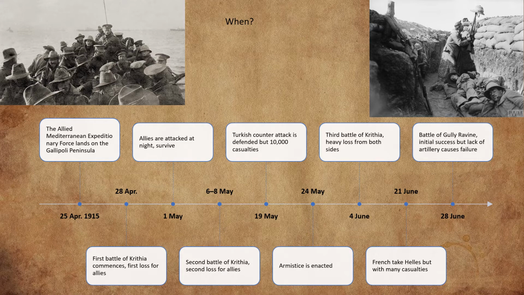On the 21st of June, the French take Helles, but with many casualties. This is a hill that they were trying to take for many weeks since the start of the battle. And on the 28th of June, the Battle of Gully Ravine occurs. It is an initial success for the Allies, but for the lack of artillery, it causes them to eventually fail.